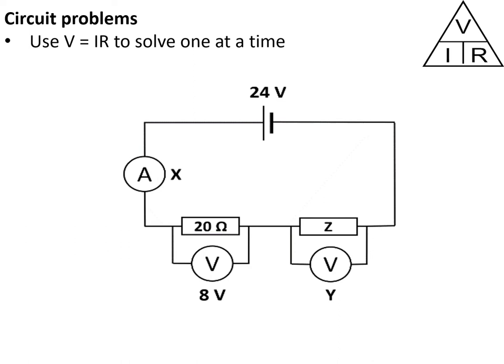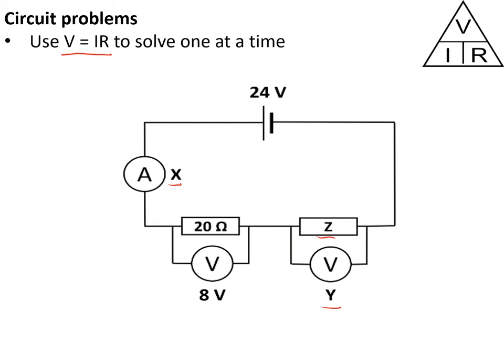Using what you know about circuits, you may need to solve problems with them where you have to find out, say, an unknown current, an unknown voltage, or an unknown resistance. You will always be given all the information you need, but you may need to use equations like V equals IR or other basic rules you know about how circuits function in order to solve them.